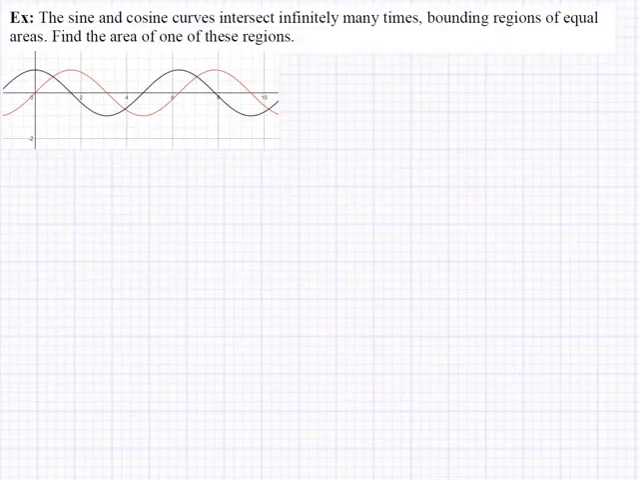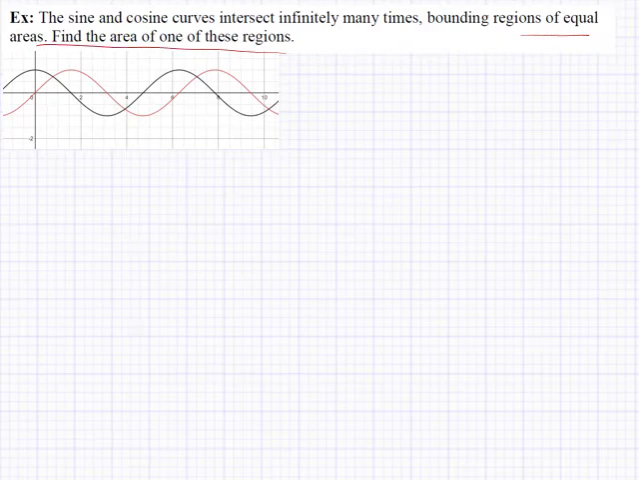Okay, here, this one is a little more general. We would have a lot we have to work out here. So the sine and the cosine curves intersect infinitely many times because of the wave pattern, bounding regions of equal area because of the symmetry of these waves. Find the area of one of these regions. Since they're all equal, it doesn't matter which one we would find.